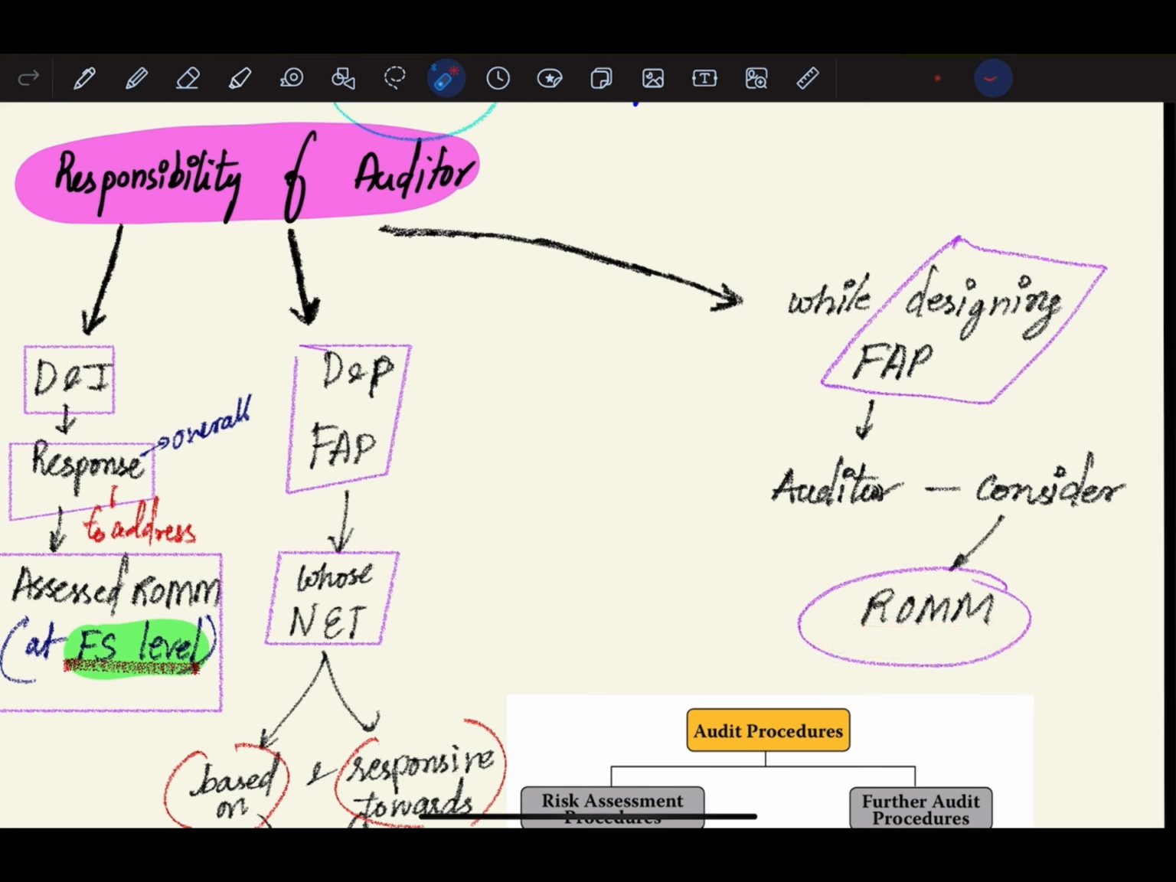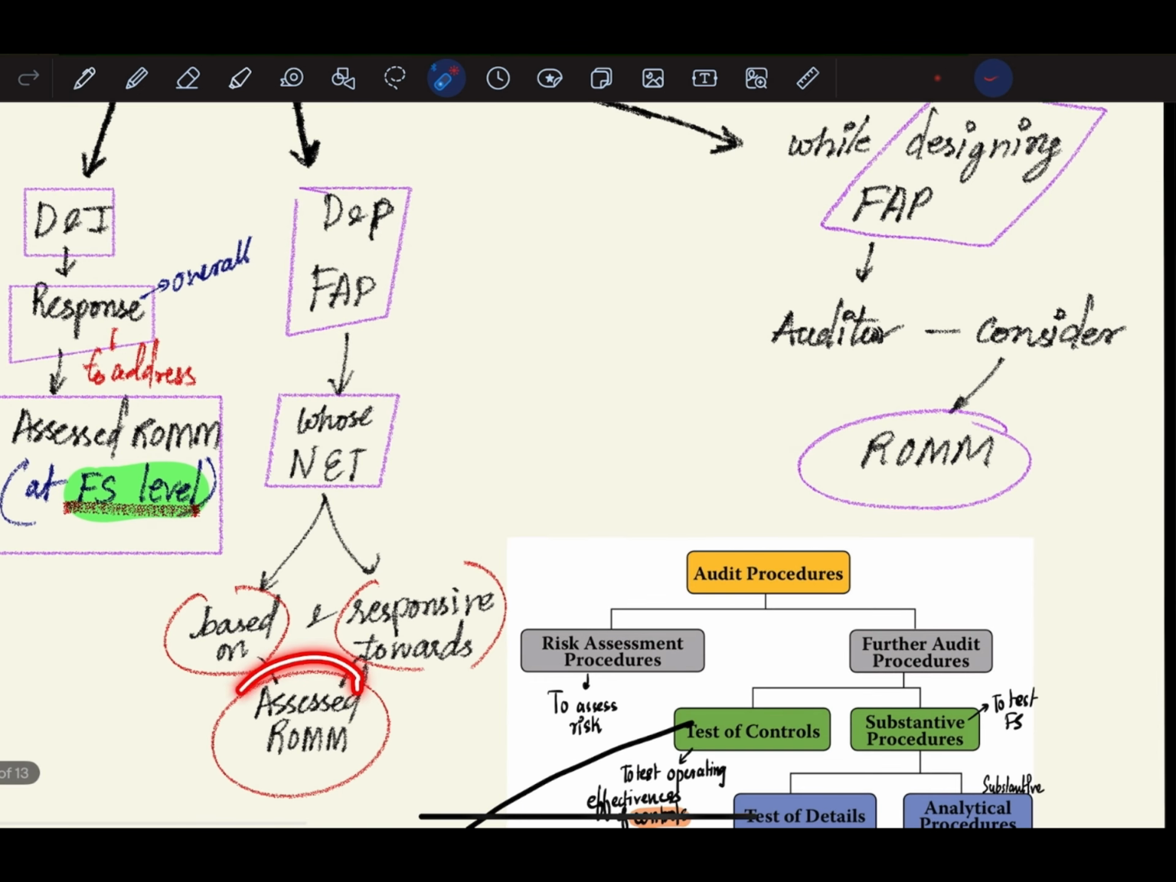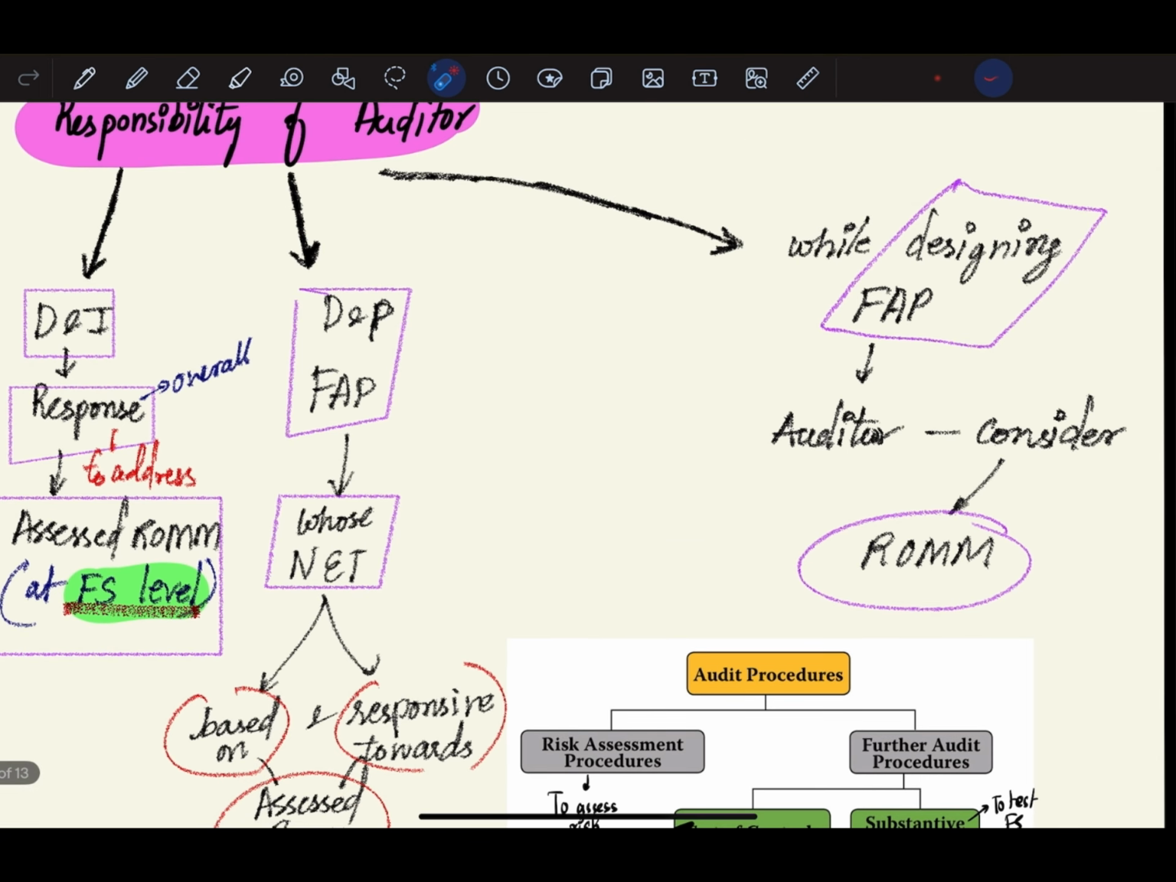The first objective is to design and implement the overall response. What is the kind of response? Overall response to address the assessed risk of material misstatement at the financial statement level. The second is to design and perform further audit procedures whose nature, extent and timing are based on and responsive towards the assessed risk of material misstatement. The third responsibility is that while he is designing the further audit procedures, he should consider the risk of material misstatement. So this is the responsibility of the auditor in this particular standard.